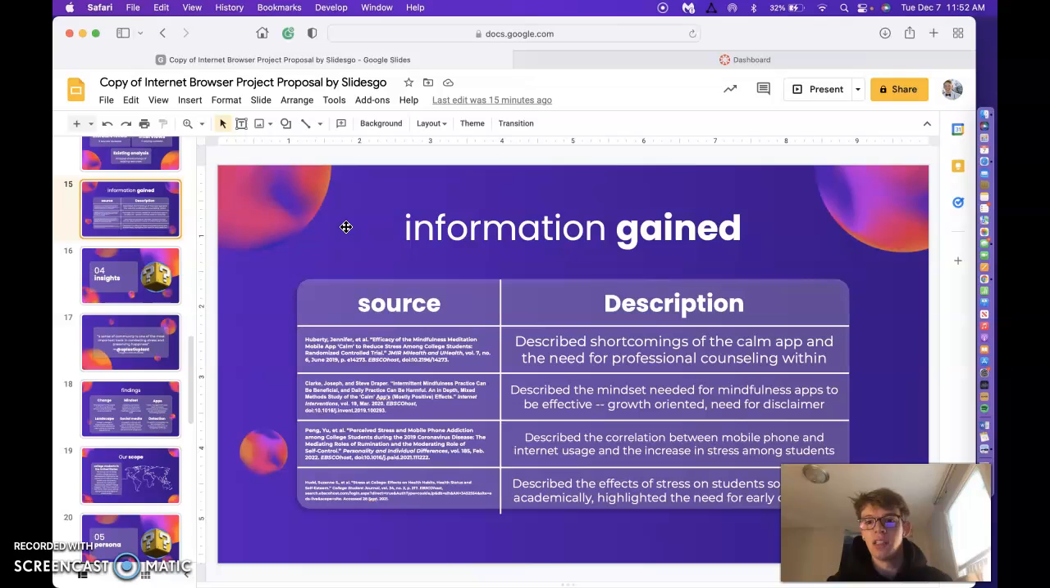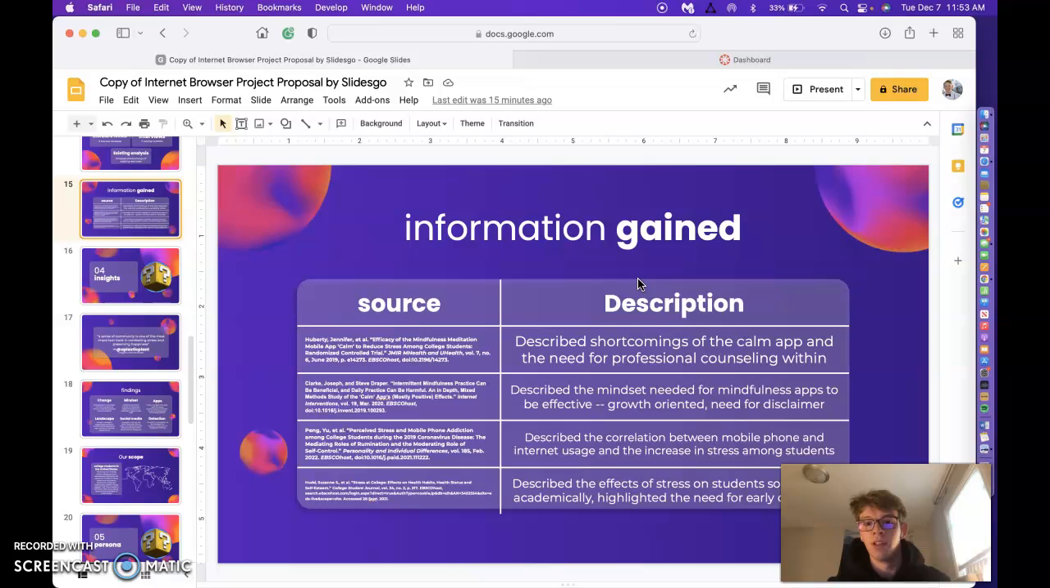At the top, you can see the shortcomings of the Calm app and need for professional counseling within. Professional counseling should always be welcome, and it should always be a resource that's accessible either virtually or in person. It's important to not limit the students on when they can find time to do these, and it's important to always welcome this discussion. And this needs to be done through professionals, because you never know what point they're at in the stressors. Next was the mindset.